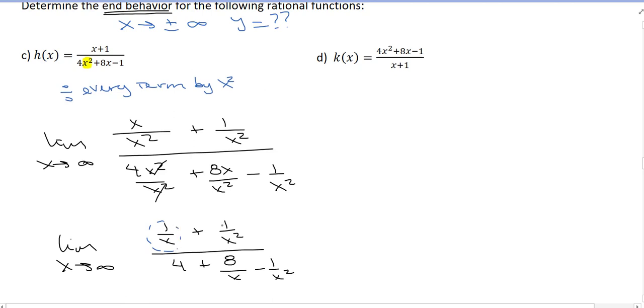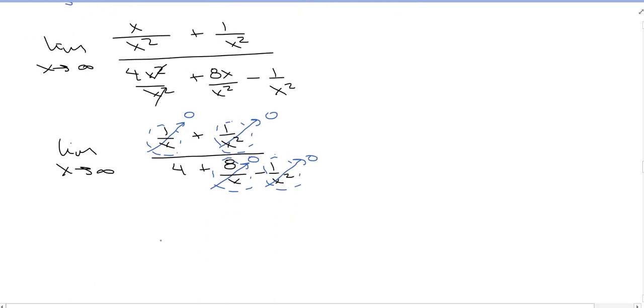Everything that has an x on the bottom is going to do what? As x goes to infinity, that means x is getting arbitrarily large. Think 100, 1,000, 1 million. So 1 over 1 million goes to 0. 1 over 1 million squared is going to get really, really small. When I say goes to 0, it doesn't equal 0. It just gets really, really close to 0. So we're going to be left with something really close to 0 in the numerator and 4 in the denominator. 0 over 4 is 0. So as x goes to positive infinity, the y values are getting close to 0.